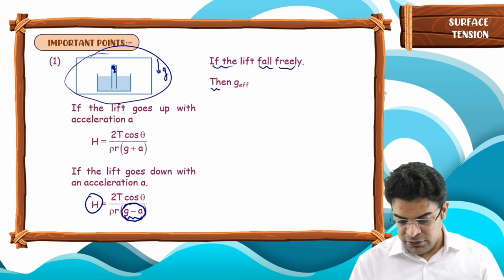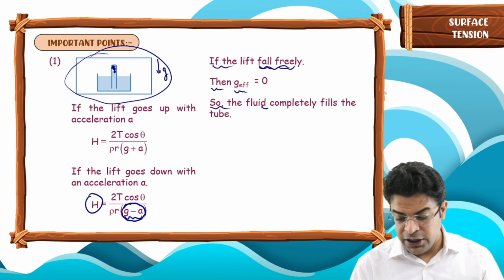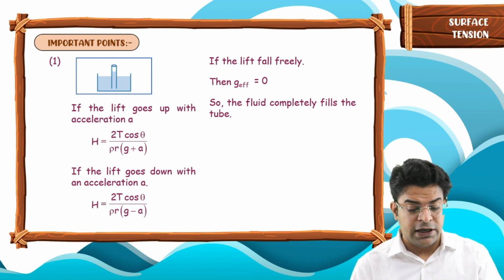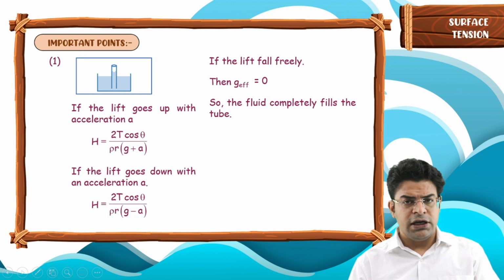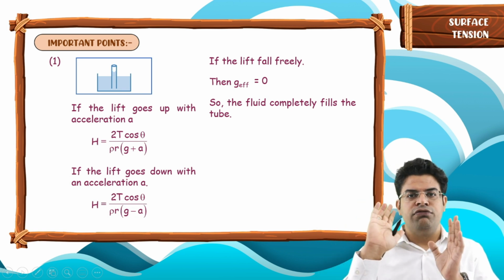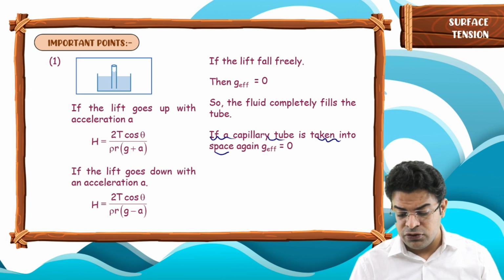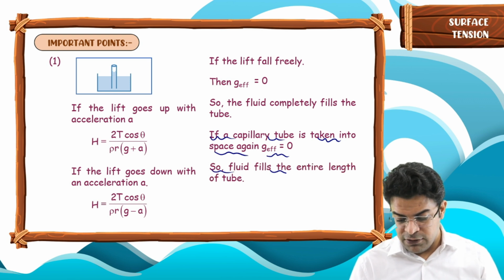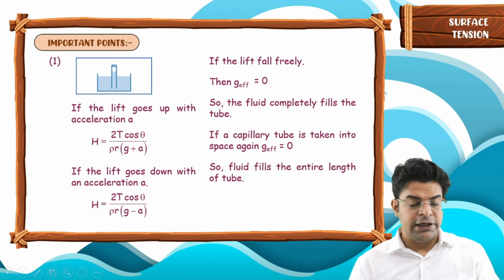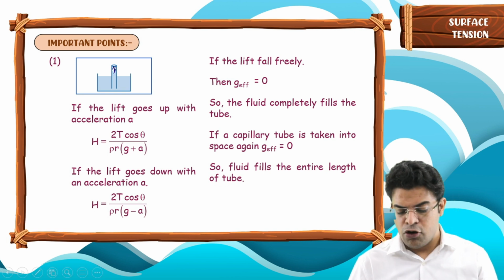So then g effective for free fall comes out to be 0. So the fluid completely fills the tube. You shouldn't say that when g effective becomes 0, the height becomes infinity. No. It simply fills up the entire length of the tube. If the capillary tube is taken into space, again the g effective will be 0. So the fluid will fill the entire length of the tube. Keep this in mind, when g effective becomes 0, the fluid fills the entire length of the tube.